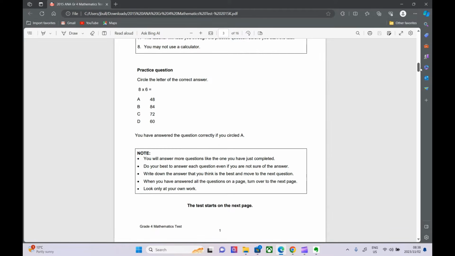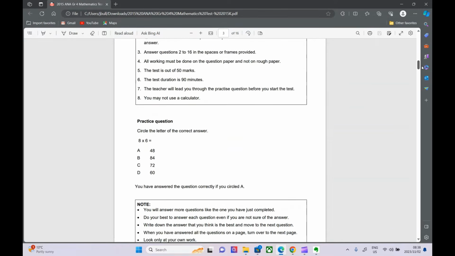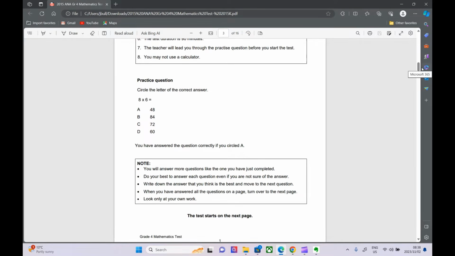So you can kind of see this is how your paper would look. You've got lots of instructions, you've got an example here. We can see multiple choice questions. What I would recommend for multiple choice questions is try answer the question first before you even look at the options. Okay, so 8 times 6, you would know that's 48.